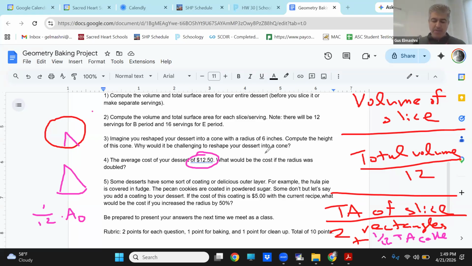We're not concerned because you have the cost for the original frosting. Now, what will be the cost of the new frosting for the bigger cake?